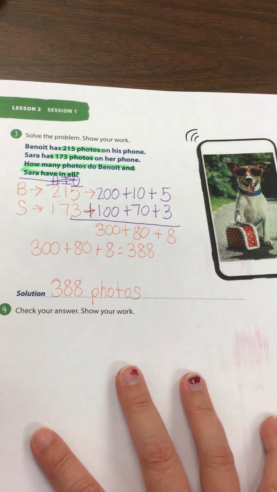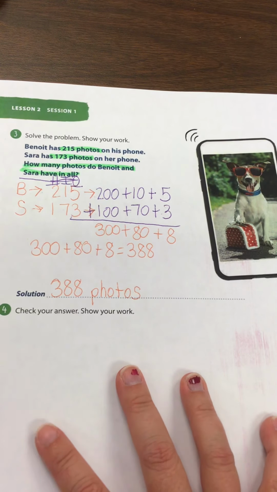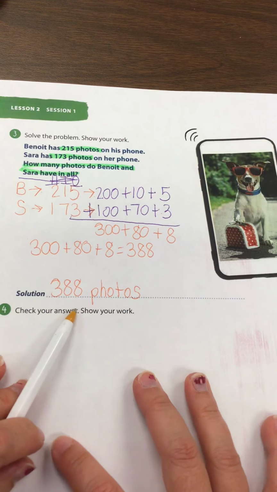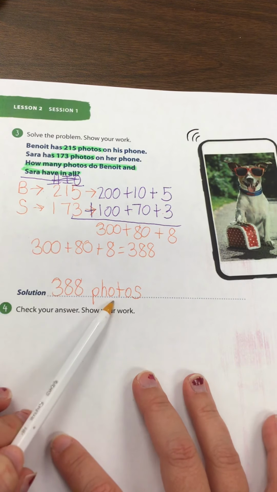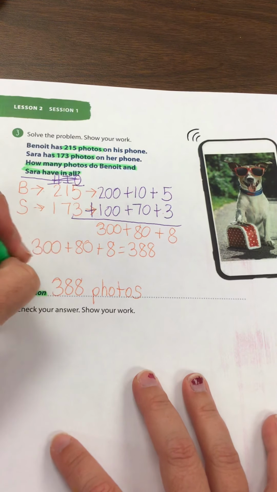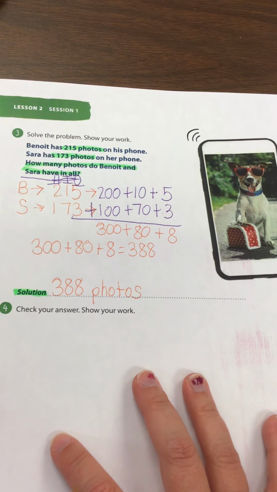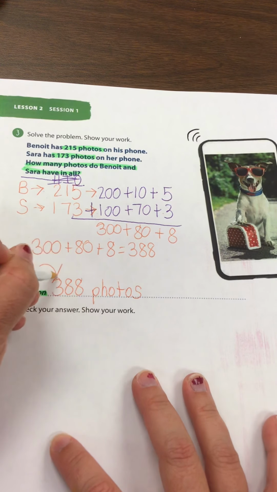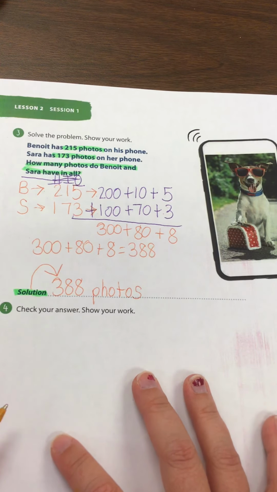Because if you don't put a label, you could think we're talking about chocolate bars or chickens. I mean, I would love to have 388 chocolate bars, but we are talking about photos. And I wanted to point out, guys, that solution means answer. So when you see the word solution on your paper, that means that's where you write your answer, okay? A couple of kids were confused by that on our lesson 1 test.